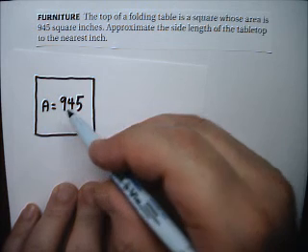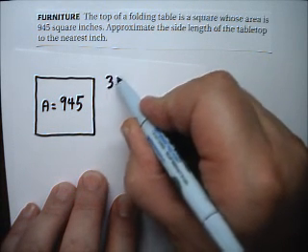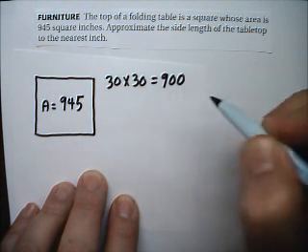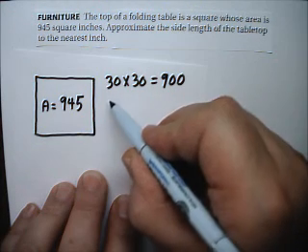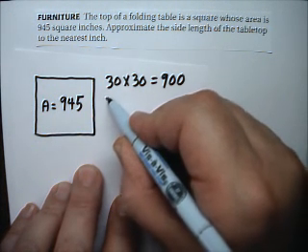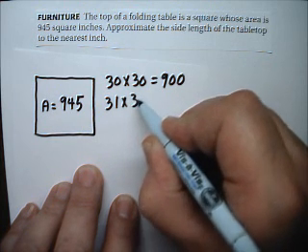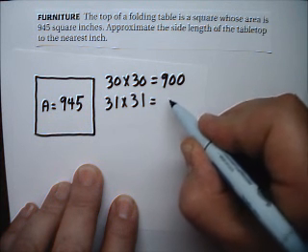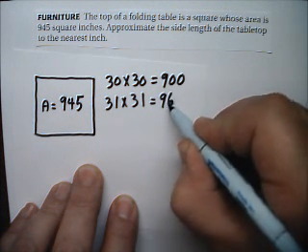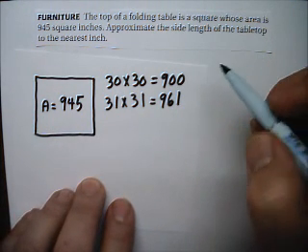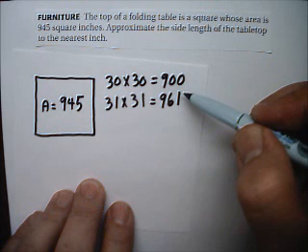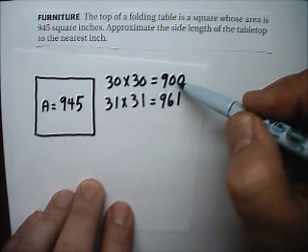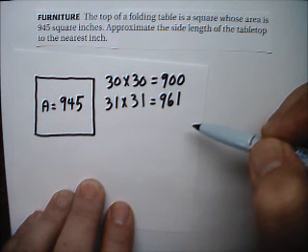Well, 3 times 3 is 9, and 30 times 30 is 900. Okay, so let's see, maybe it's a little bit bigger than 30. 31 times 31, well, that's 961. So it's between 30 and 31, because the area is between 900 and 961.